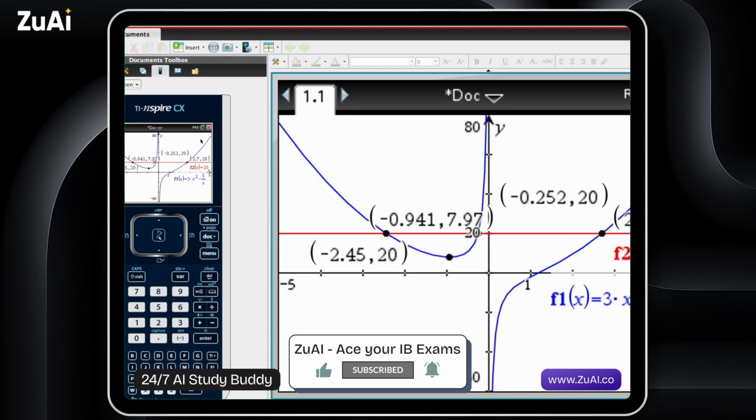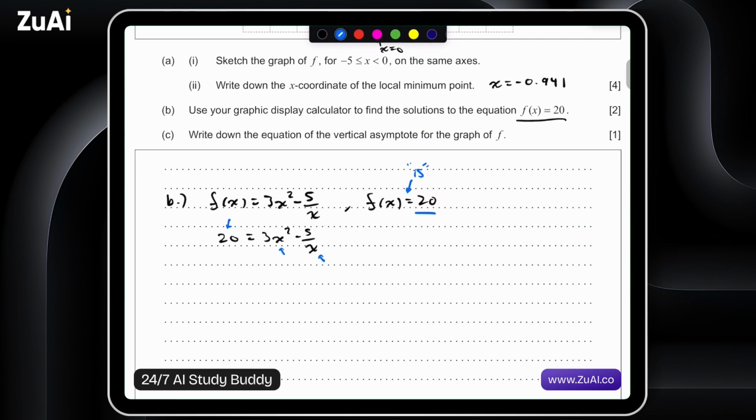Okay. So let's go back to the document and write in these values. So when x is equal to negative 2.45, and x is equal to negative 0.941, and when x is equal to 2.7. There we have our three solutions, our three intersection points. Write down the equation of the vertical asymptote for the graph.